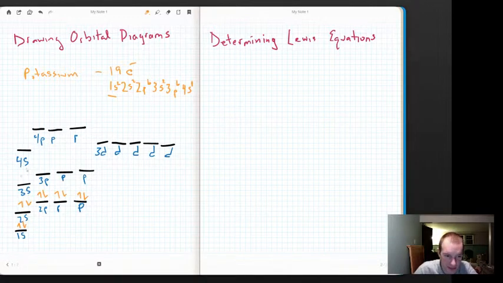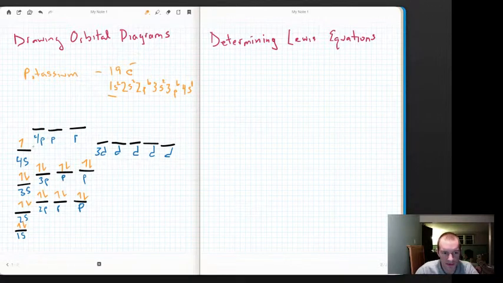We need to fill 19, so we're going to keep going. We're going to go up, down is 12, up, up, up, down, down, down. So now we've placed 18 of those electrons out of the 19. The last one is going to go in the 4s1, which is going to go up, just like that. So that's the orbital diagram for potassium.